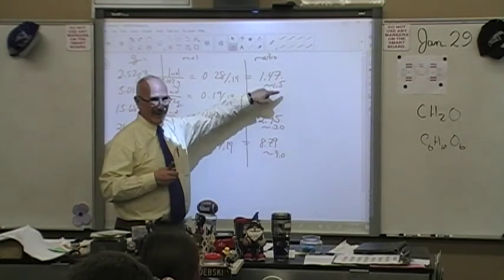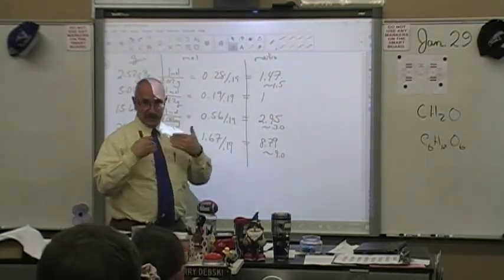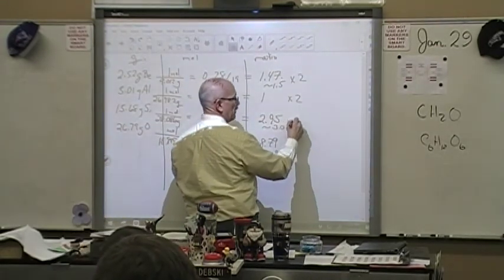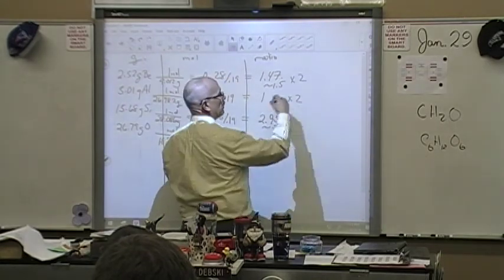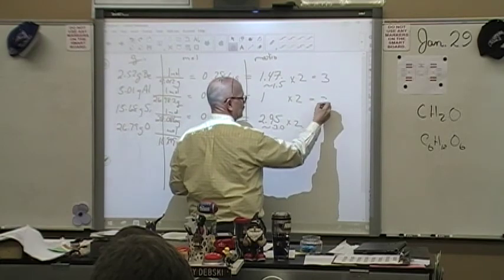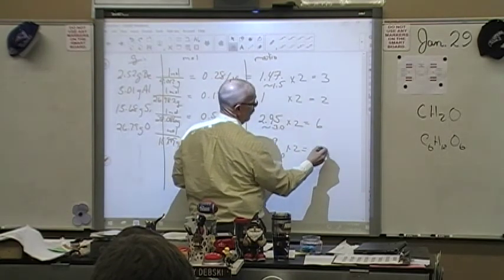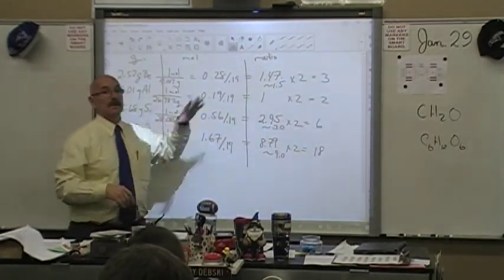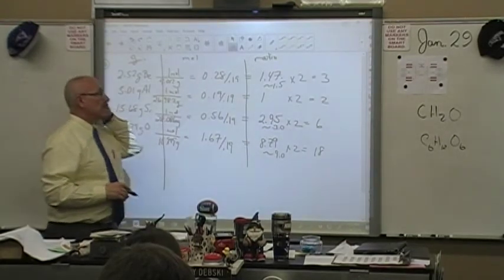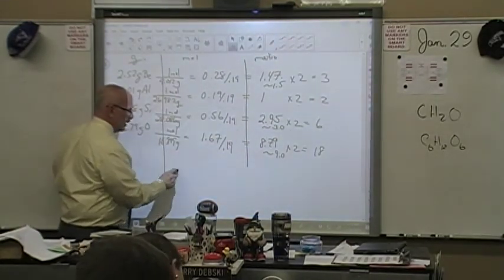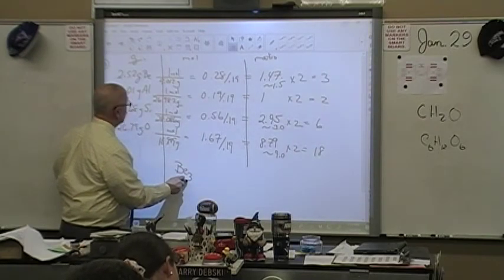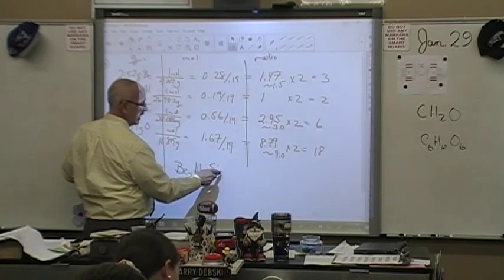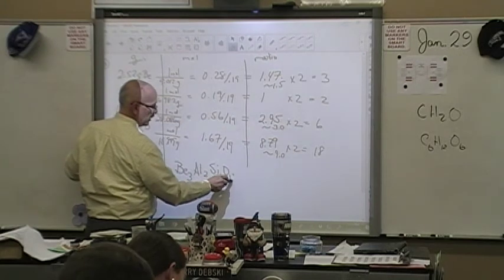Okay, so this is, remember, 1.5, 3 halves, times 2. So we actually go through and find a number to multiply all of these by that gives us a whole number. So this comes out to be 3, 2, 6, and 18. That's where they got the answer. I have a hard time rounding 8.8 up to 9. That's just me. That's what the answer is, okay? So beryl is Be3Al2Si6O18.